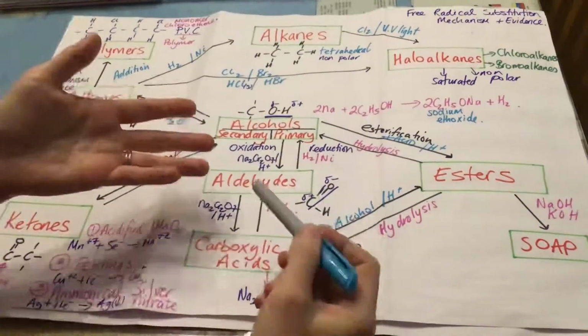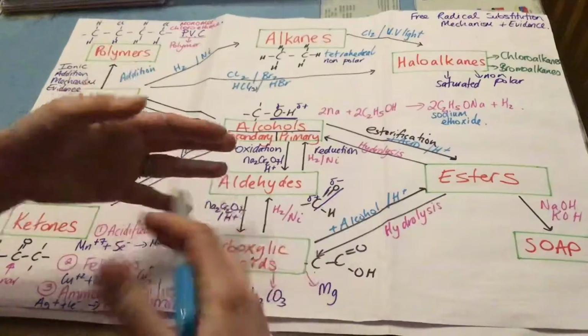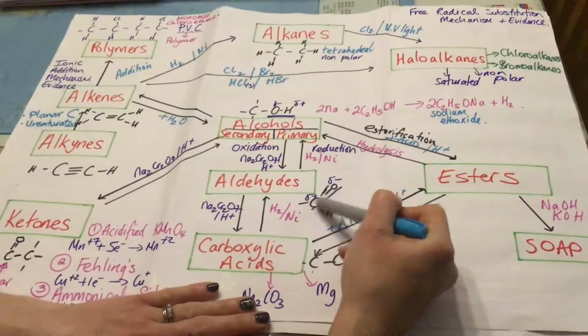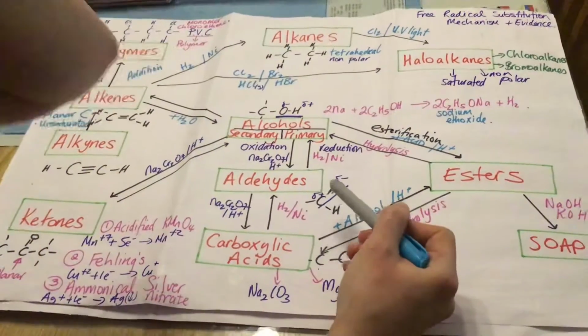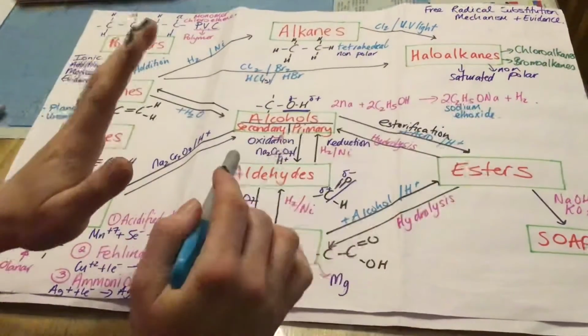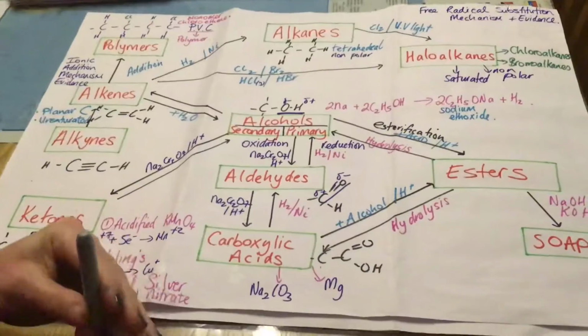And also, the first 4 members of the aldehyde family would be soluble in water because this C double bond O polar bond would be able to interact with the polar water molecules, but all of them would be soluble in non-polar solvents, okay?